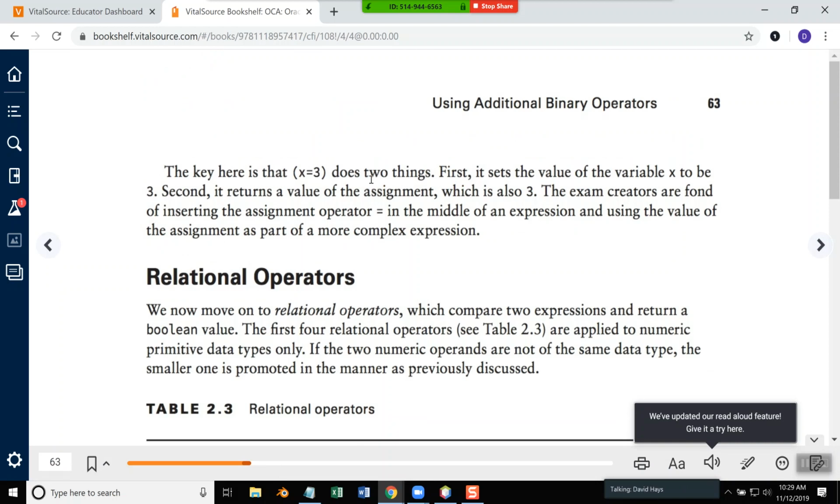Key here is x equals 3 does two things. First, it sets the value of the variable x to be a 3. Second, it returns a value of the assignment, which is also 3. Exam creators are fond of inserting the assignment operator equals in the middle of an expression, using the value of the assignment as part of a more complex expression.